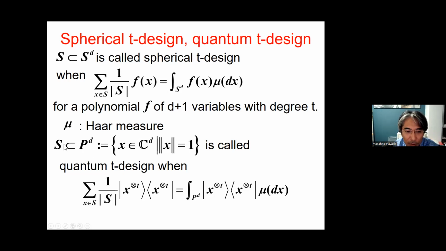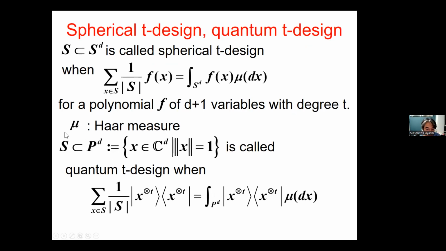So we consider its extension to the quantum case. In the quantum case, we consider the d-dimensional complex Hilbert space, and we consider normalization, and we consider its subset S. So here is the Haar measure on the set of pure states, and we have that subset, and we consider the uniform distribution on subset S. So we consider this equation. If that equation holds, then we call S a quantum T design.